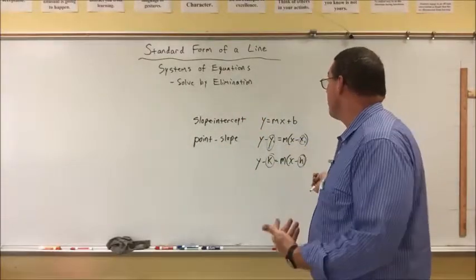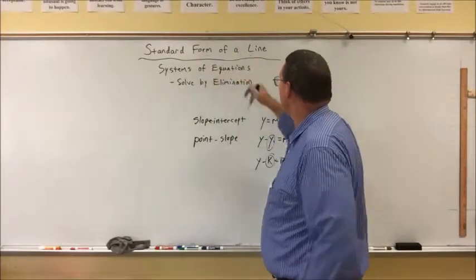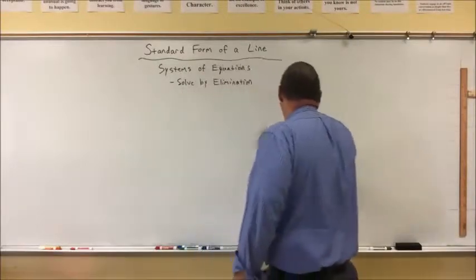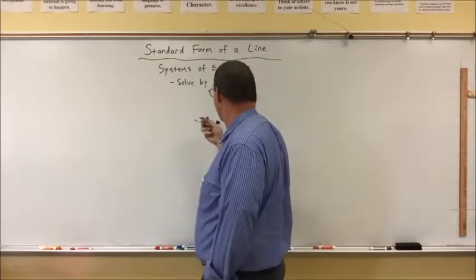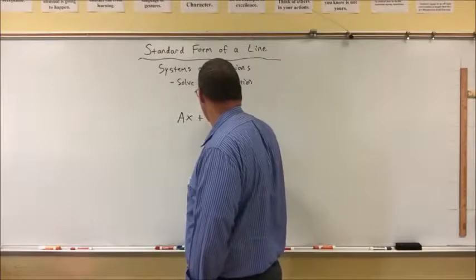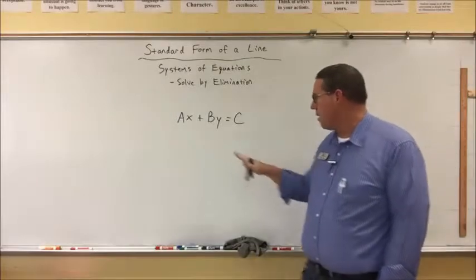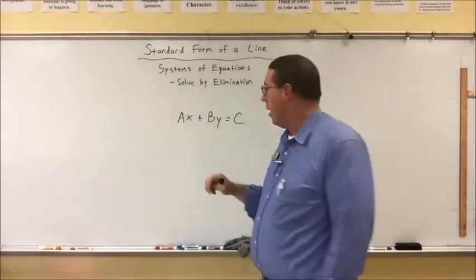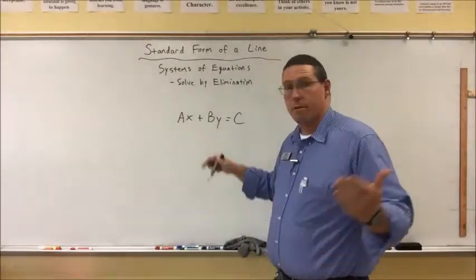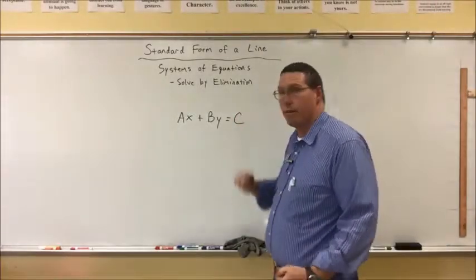And here's what I'm telling you: there's even a third form of a line, which is called the standard form of a line, okay? And I'm going to show you that right now. So the standard form of a line goes like this: ax plus by equals c. In this case, the x and y are variables, capital A is a coefficient for x, capital B is a coefficient for y, and c is the constant, and it is put on the other side of the equal sign.